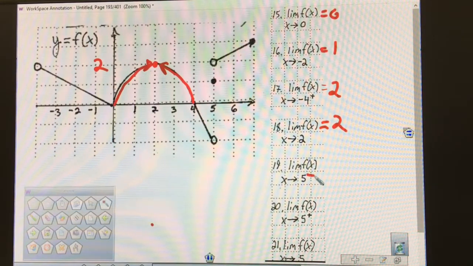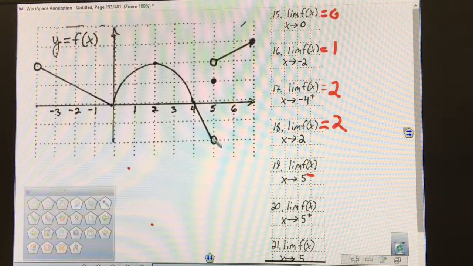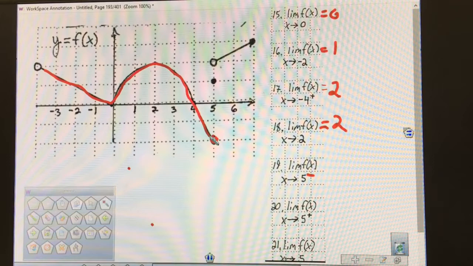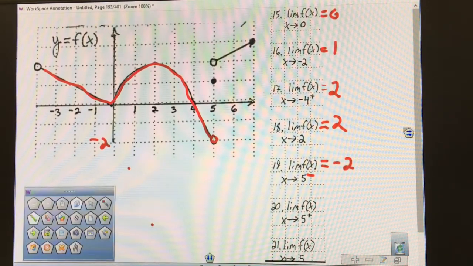Approaching 5 from the left. It's good I'm doing a left-sided limit to 5. And from the left, I'm coming along here. Notice, it's not going to be that top part or that point. It's getting closer and closer to this point, which is located at negative 2. Notice, from the left equals negative 2. I have to remember that.